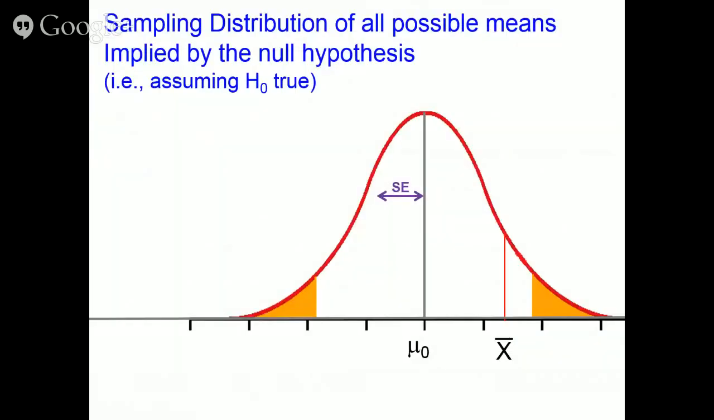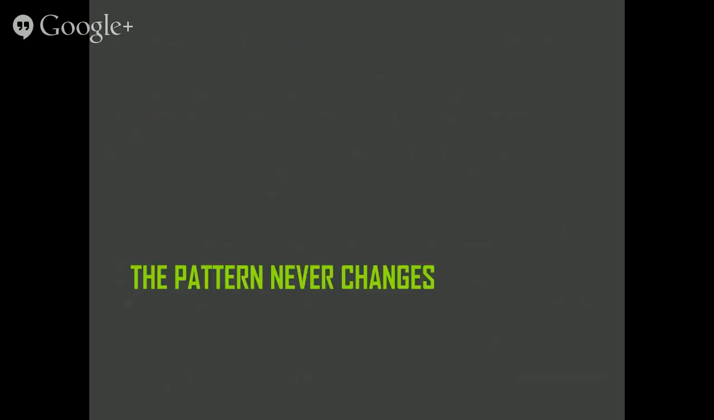So we always want to get to this point: the sampling distribution of all possible means that's implied by the null hypothesis, very important. In other words, that's implied by assuming the null hypothesis is true, and our sample mean plotted on the same distribution. By the way, it won't always be to the right, it can be to the left, it could be almost in the middle, right? So the pattern never changes, it's always pretty much the same.